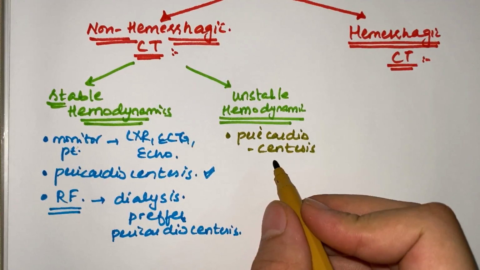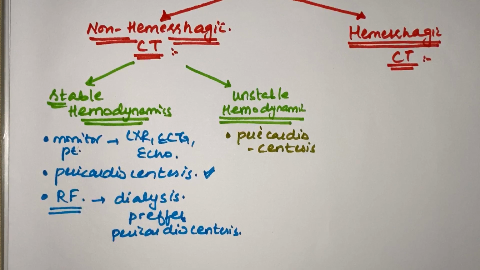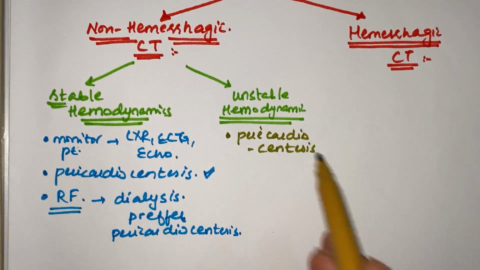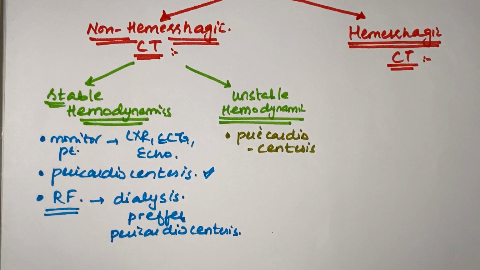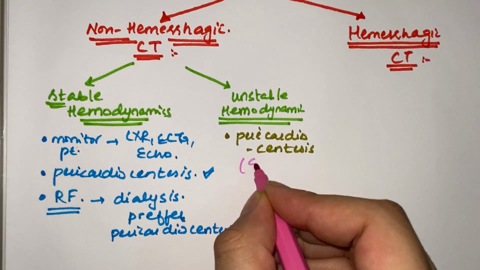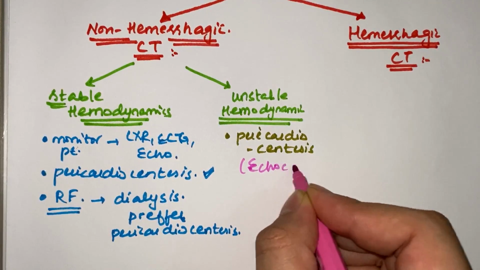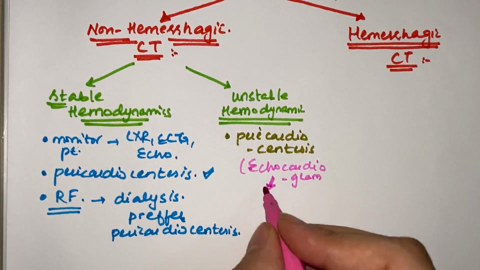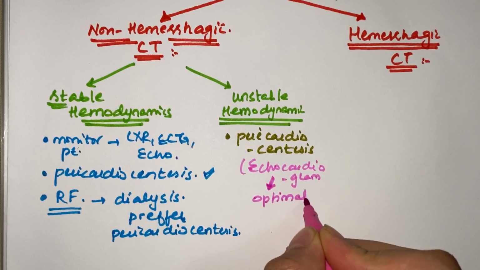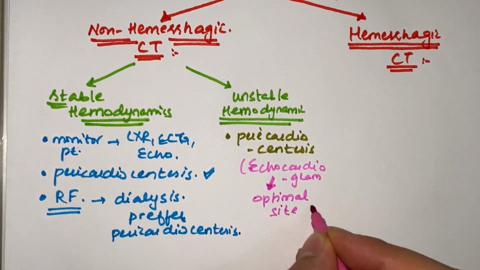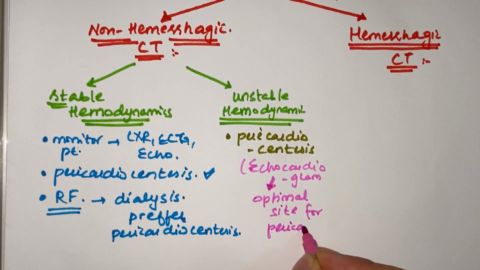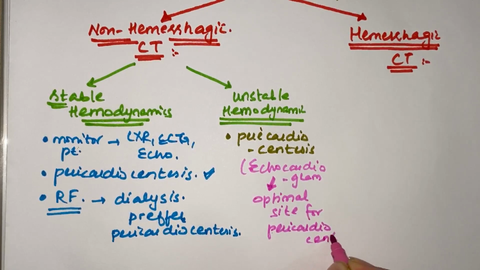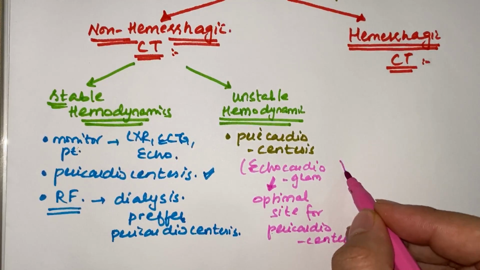And when we're investigating the patient, the echo, echocardiogram, which is just an abbreviation I use, also provides the surgeon with the optimal site for pericardiocentesis. I mean, what is the best site at which pericardiocentesis should be performed.